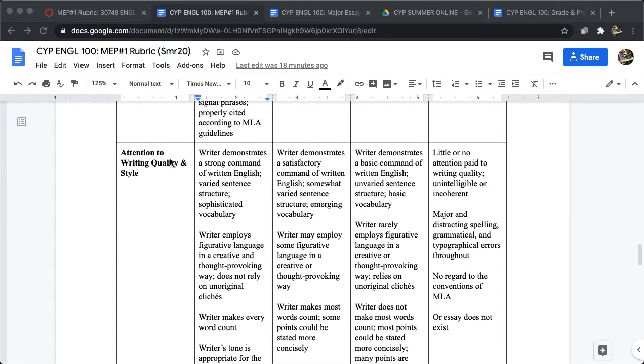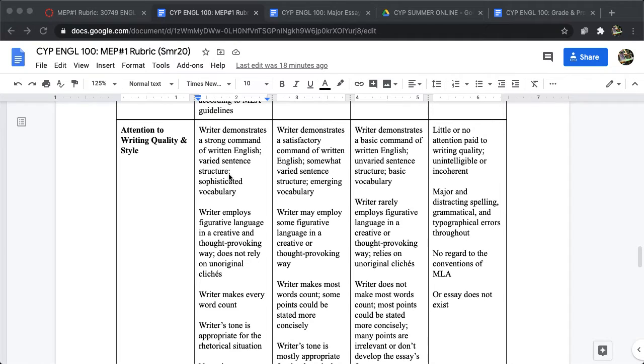So let's look at attention to writing quality and style. So an exceptional paper, let's look at that. The writer demonstrates a strong command of written English, varied sentence structure, sophisticated vocabulary. So what that means is that it's clear that the writer has really paid close attention to the writing quality. They demonstrate a strong command of written English.